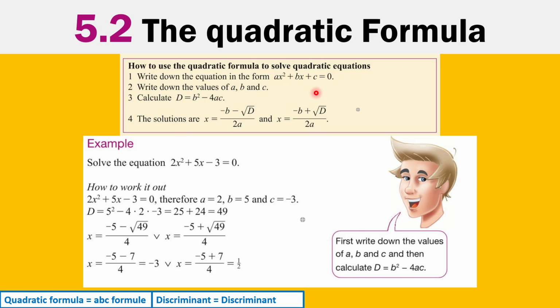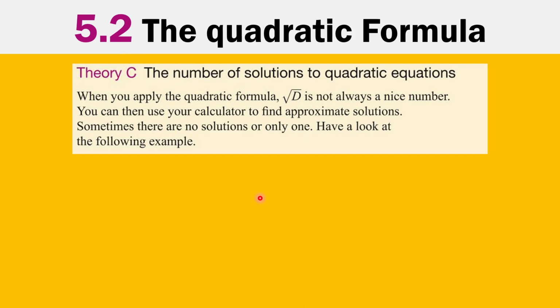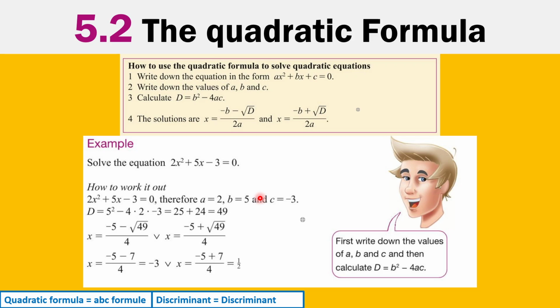For now, practice using the quadratic equation. So practice using those 4 steps right here. Write them down. These are intermediate steps that I want you to write down. Okay? And that was theory B. Next video, I'm going to discuss theory C as well.